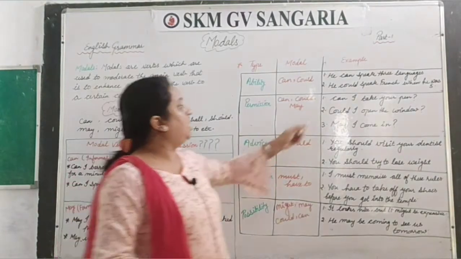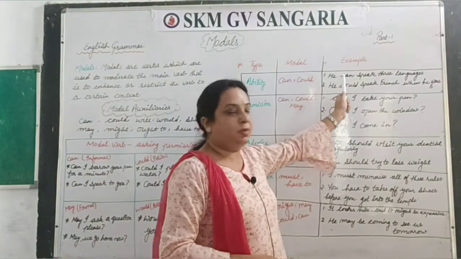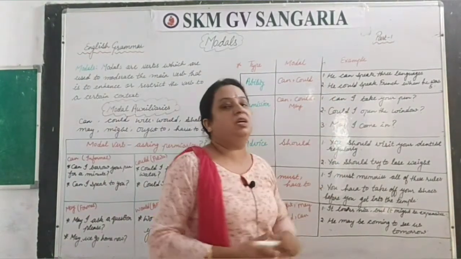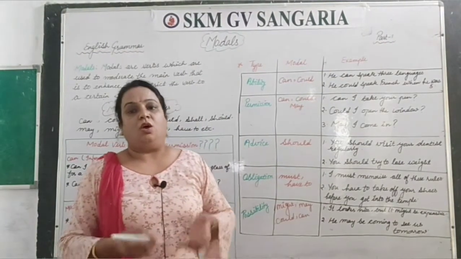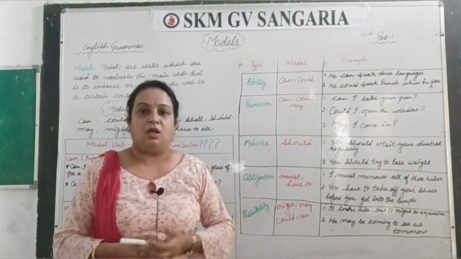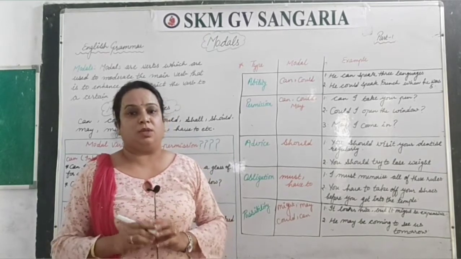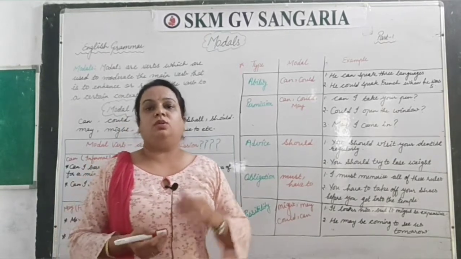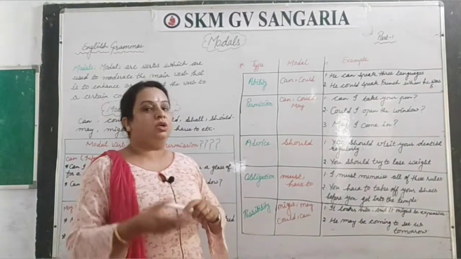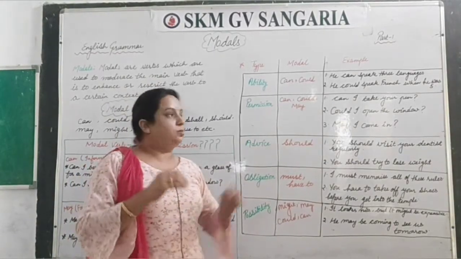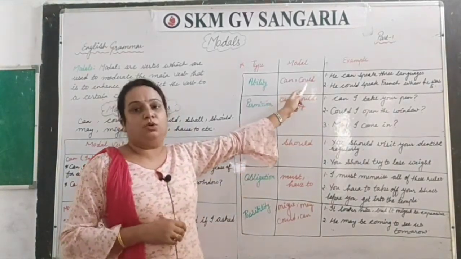So let's see the example of present ability, like he can speak 3 languages, or I can drive a car, I can solve this puzzle, right? So that is what? Present ability. If we want to talk about the past ability, then we have to use this word could, okay.